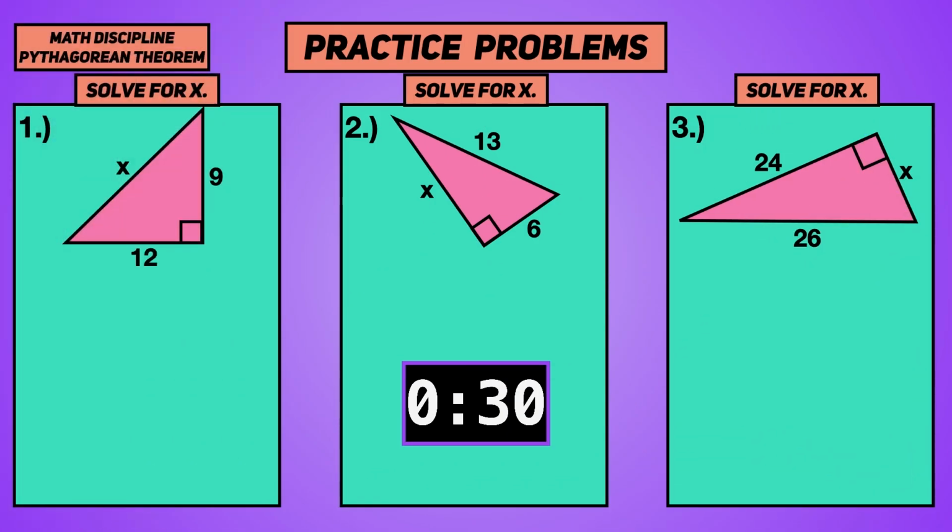Now it's time to practice what you just learned. You have 3 problems. You'll need a piece of paper, a pencil or a pen, and a calculator is optional. Use the Pythagorean theorem to solve for x in each problem. You'll have 30 seconds to solve, and if you need additional time, pause the video. After the 30 seconds are up, we'll look at the answers. Your 30 seconds begins right now.